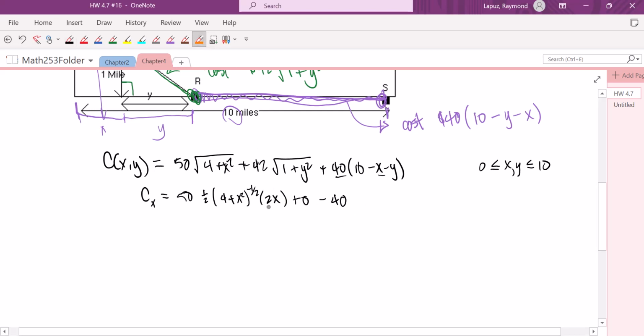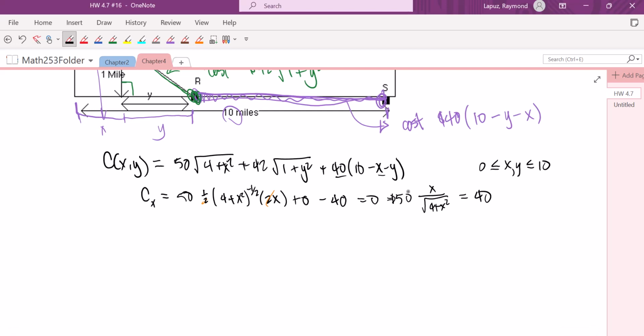We can cancel the 2's in here, and then we're going to set this equal to 0. So let's write this as 50 times x over the square root of 4 plus x squared is equal to positive 40, if we bring that over to the right side.